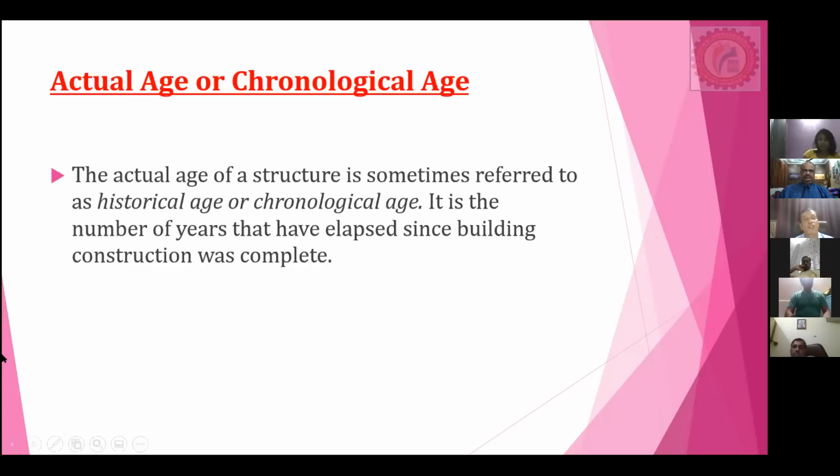Now, what is the meaning of this actual age? The actual age or the chronological age is sometimes referred to as the historical age also. Don't confuse yourself, because all of you have passed the IBBI examination. Only the valuers who are going to appear for the examination have to be confused. Actual age, chronological age, and historical age are all the same. To confuse the valuers in the IBBI examination, they give this question. But even though you are senior or experienced valuers, remember that actual age, chronological age, and historical age are one and the same.